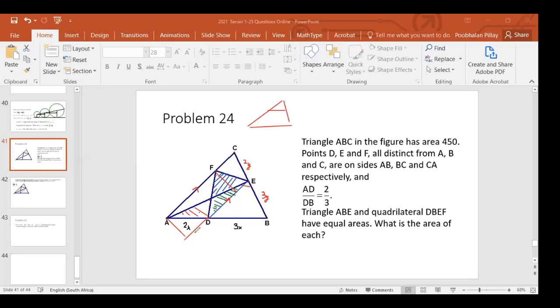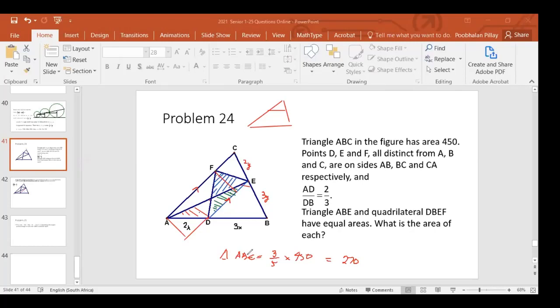So triangle ABE, that's the area that we're looking for. Triangle ABE will be 3/5, because this is 3 and there is 2, and altogether the entire triangle is 450. So this triangle here is 3/5 the area of the large triangle, while the other is 2/5 the area. And when you work this thing out, you get 270.